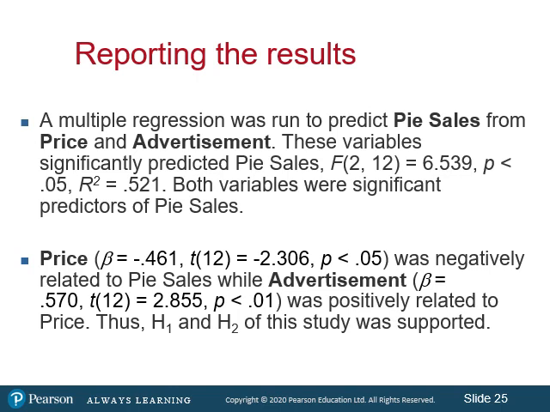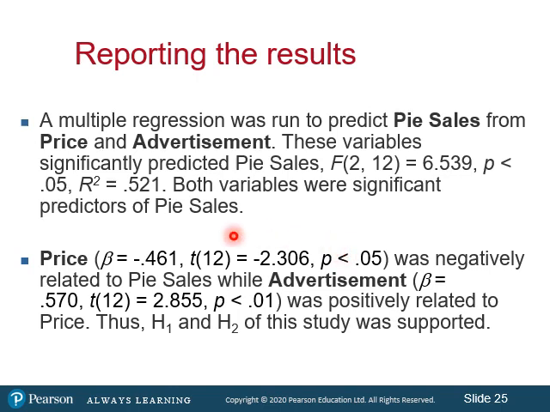A multiple regression was run to predict pie sales from price and advertisement. These variables significantly predicted pie sales. F of 2 and 12, that is k and n minus k minus 1, equals 6.537. This is your F value. P value is less than 0.05 and the r square is 0.521. Both variables were significant predictors of pie sales. So you can also write this as the overall model.